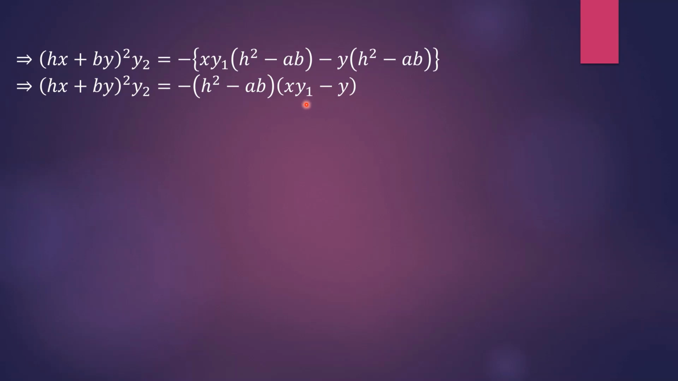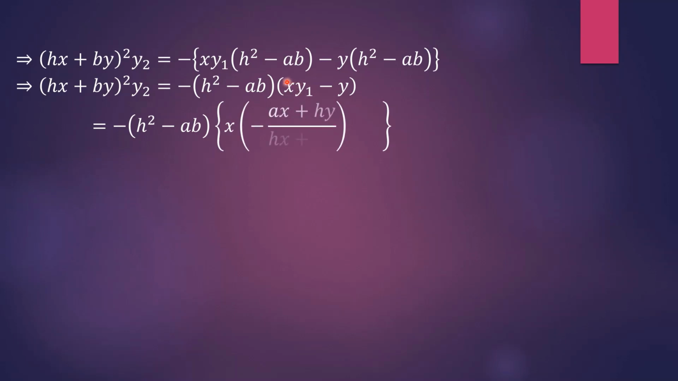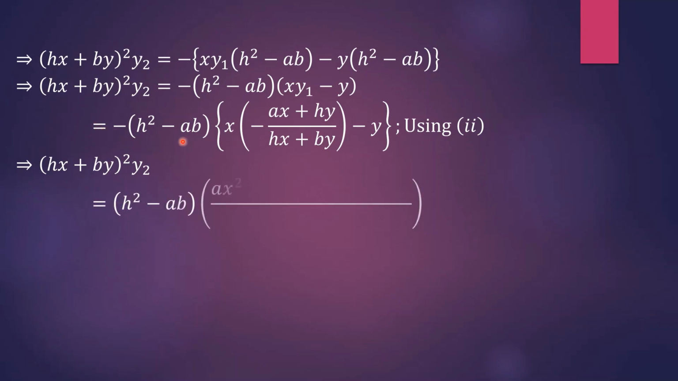Now replace the y1 value, which is in equation number 2. You check, so it is equal to minus (h square minus ab) remaining same, then x into y1 is equal to this one, I have put it, minus y remaining same, so we have written using 2 here. After that you take LCM, and take this minus common to make it plus. So whole square is remaining same, y2 will be equal to, you see, h square minus ab, this is positive.